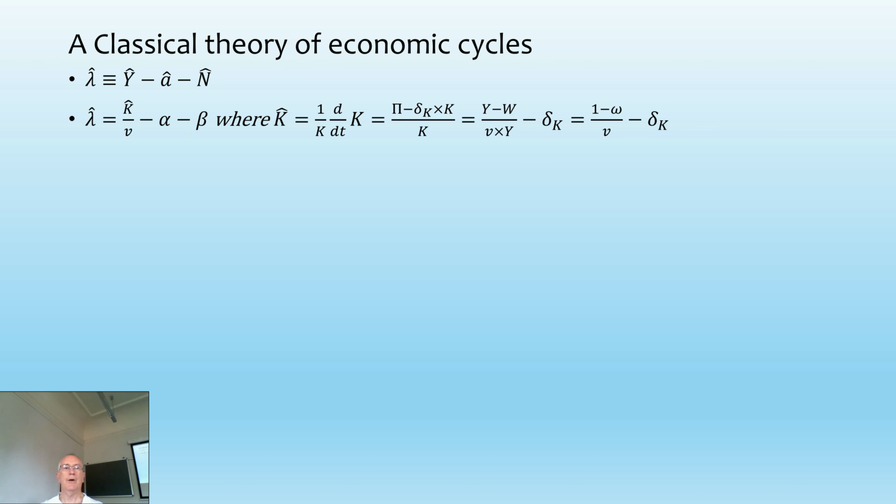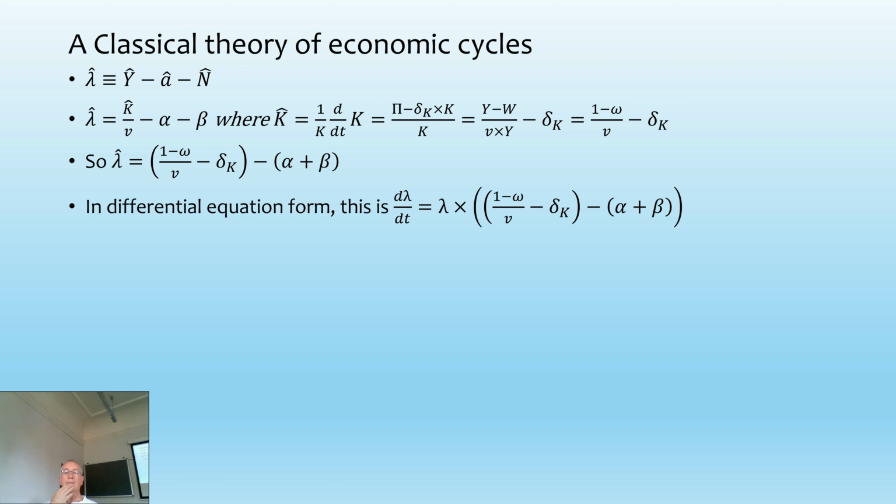Okay, so I've got to fix that up. Oh no, I go to the next line. So lambda hat, 1 over lambda d lambda/dt, is (1 minus omega) over V minus delta K minus alpha minus beta. And now we're working in a reduced form. The previous thing was using actual values for Y, K, etc. This is using ratios, but you'll find it's got exactly the same behaviour. Lambda hat is 1 over lambda d lambda/dt. So to make it into a differential equation, I multiply through by lambda, and I've got d lambda/dt equal to lambda multiplied by (1 minus omega over V minus delta K minus alpha minus beta).